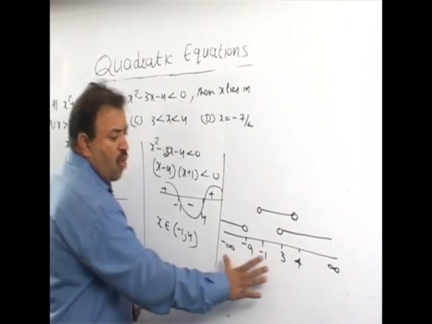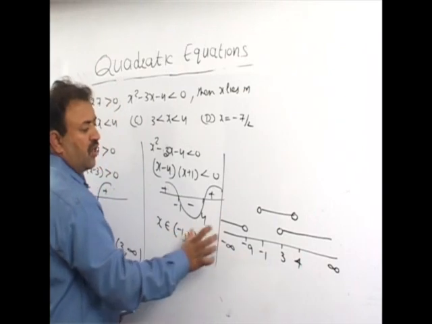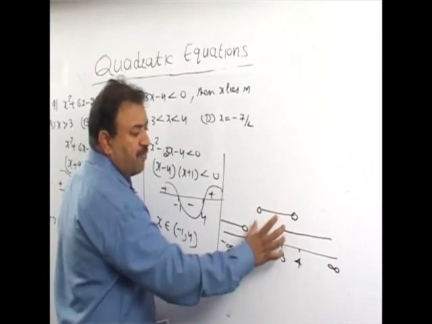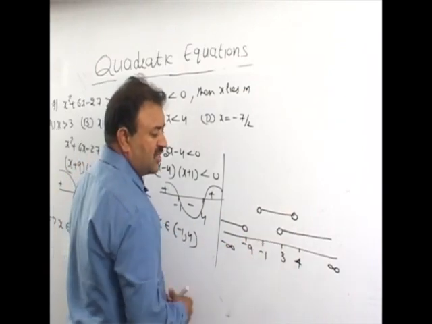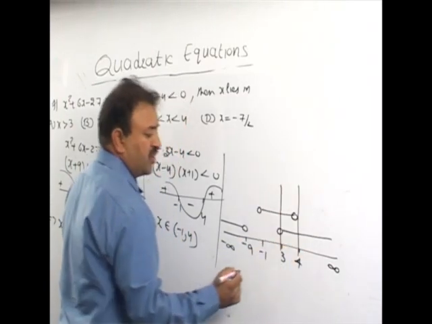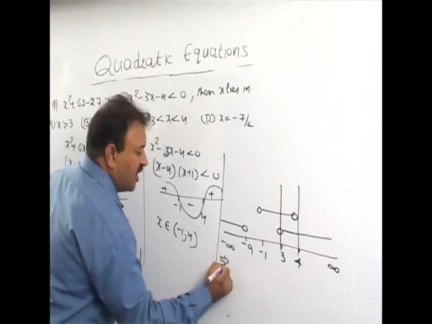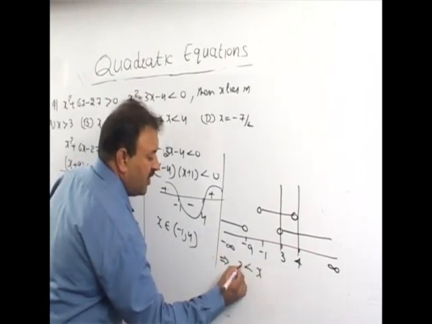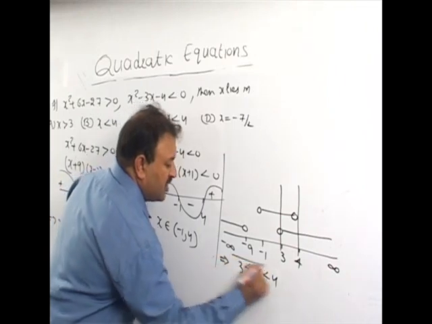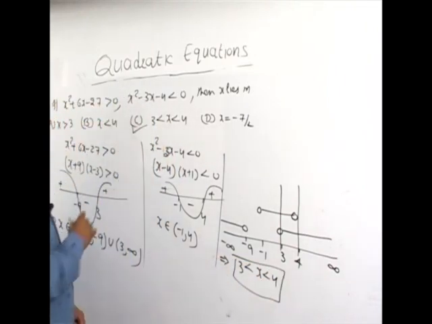Now clearly the common area is where both our solutions exist, or we can say both these lines exist. That means from here to here, in this portion, both these lines exist. That is, the value of x lies between 3 and 4. This is our result, or we can say our right option is option C.